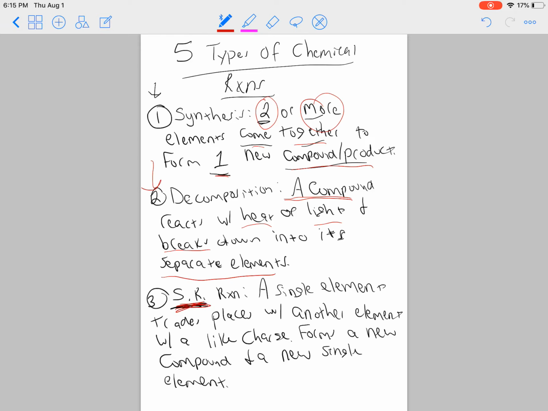Single replacement reaction is when a single element trades places with another element that has a like charge. When that happens, it'll form a new compound and a new single element.